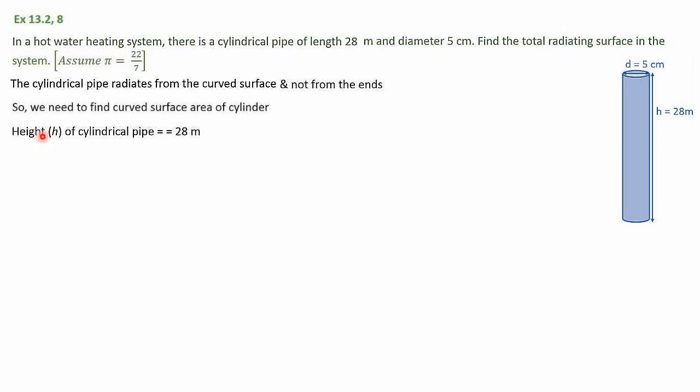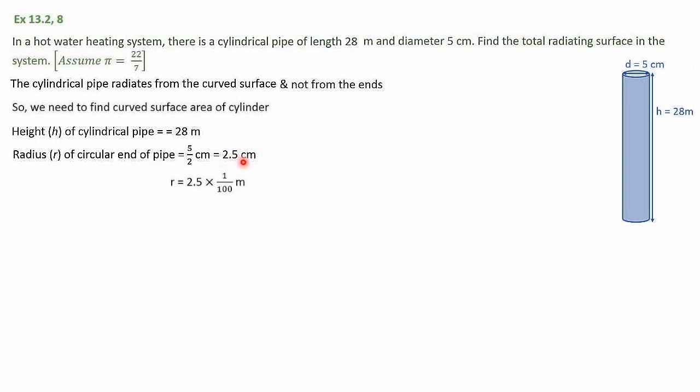So let's write the given things. Height of the cylindrical pipe is 28 meter. It's given here. And radius is diameter by 2, 5 by 2 centimeter. That is 2.5 centimeter. Here one is in meter, another one is in centimeter. So we have to change. So here centimeter to meter changing time, 2.5 centimeter.